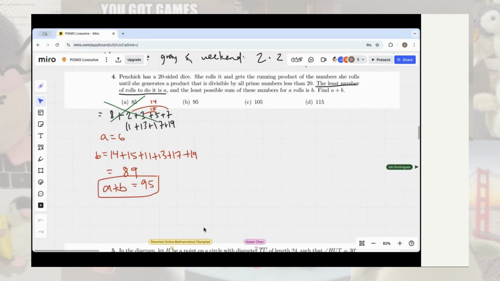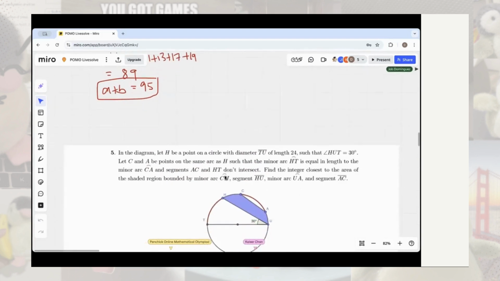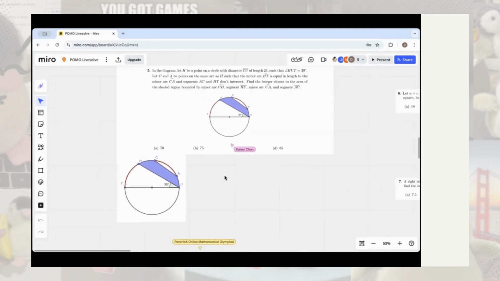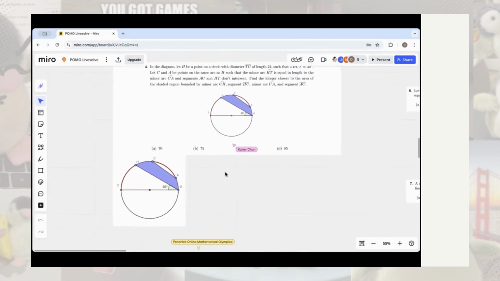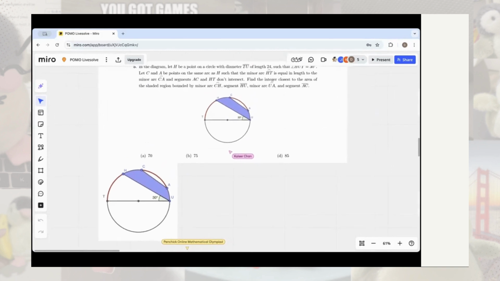Okay, now let's move on to number 5. I'll be the one to present the solution. Okay. Oh, why is the first solution wrong for number 4? Mateo.